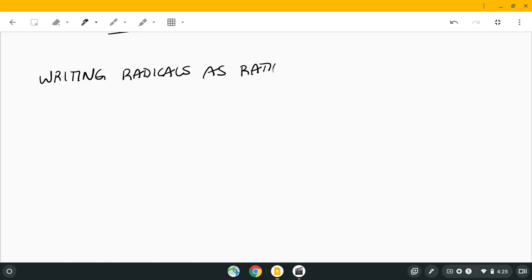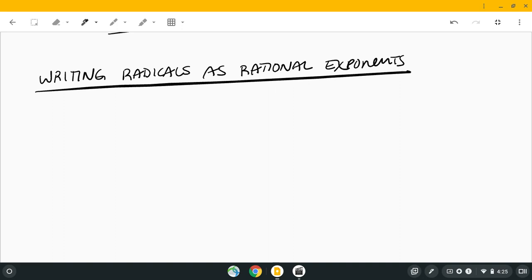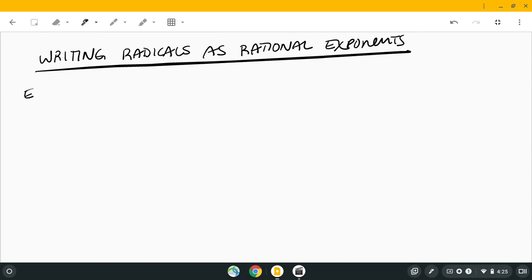And let's go ahead and take a look at writing radicals as rational exponents. So we're going the other direction now. Okay. So writing radicals as rational exponents. All right. So, for example, here, suppose that I have 1 over cube root x to the 4th.